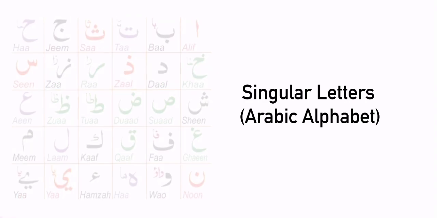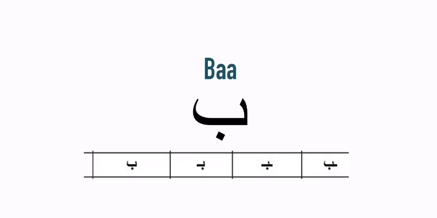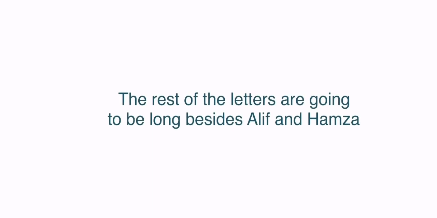Let's start. Alif, Ba. The rest of the letters are going to be long besides Alif and Hamza. Alif and Hamza are short and the rest of the letters are long. Next one, Ta.